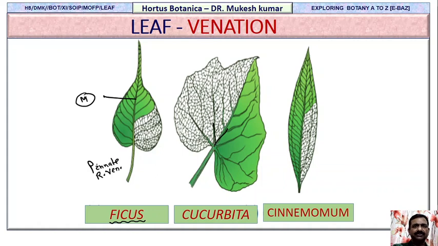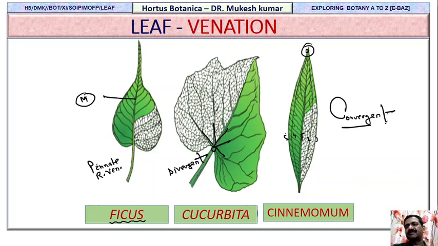Here see how many midribs we have? 1, 2, 3, 4, 5, and what are they all doing? They are diverging. So this is called what? Divergent type. Again by diagram it will be more clear. And see from here also, what are you finding? 1, 2, 3, 4, 5 we have, and all are coming at a particular point. So what are they? Yes, they are the convergent type. So one is the divergent type, another is what? Convergent type, in the case of cucurbit and cinnamon.